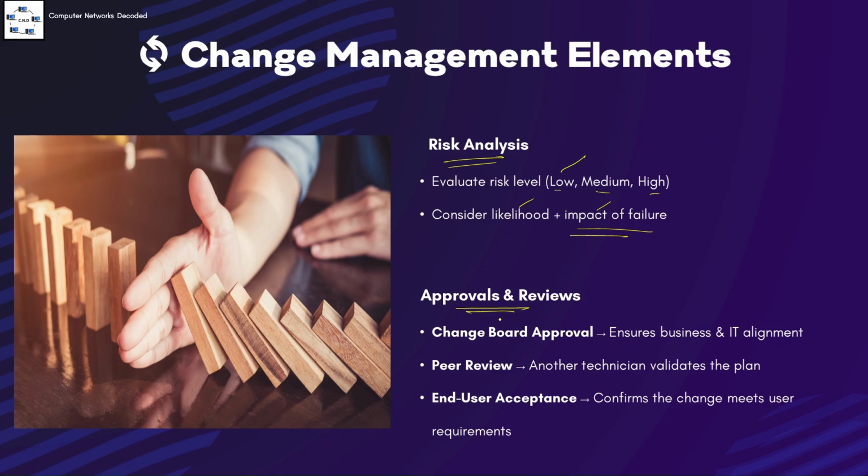Approvals and review. First, the change board approval. This board ensures business and IT alignment. Peer review, where another technician validates the plan. And end user acceptance, where the end user confirms the change meets the user requirements. So the user that actually uses the system confirms that the required change is as per the need and requirement.